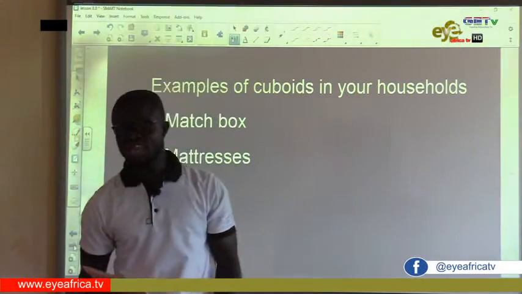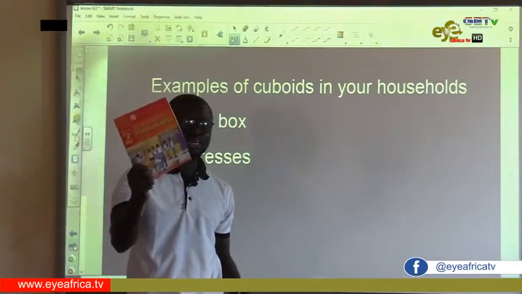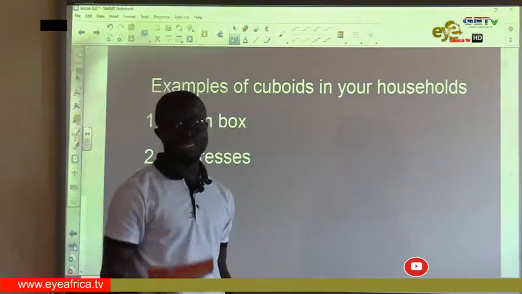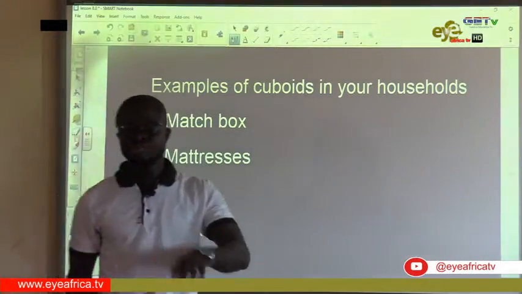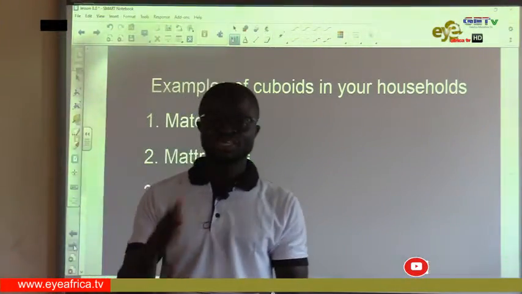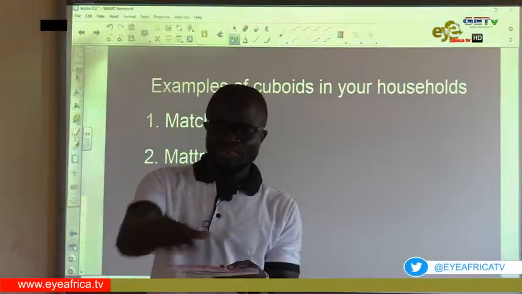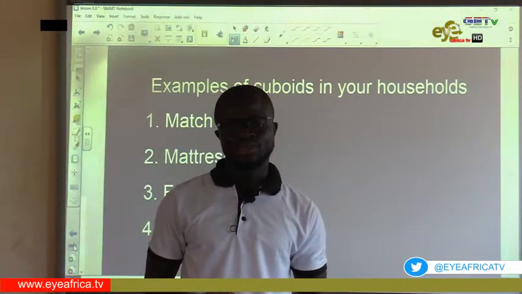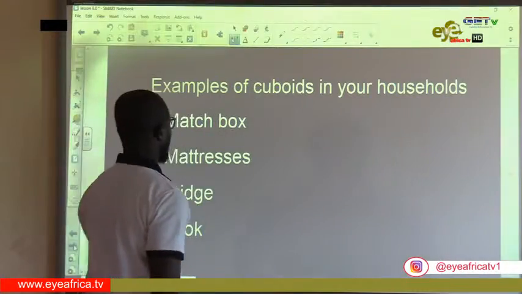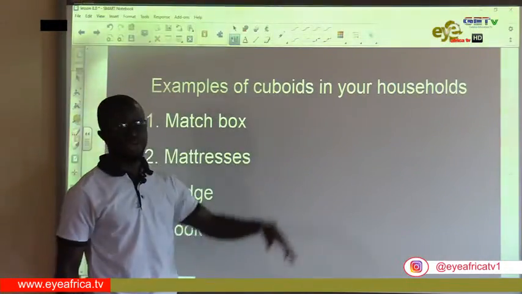So because of those 3 dimensions, this book can be termed as what? A solid object, and it is therefore termed as a cuboid. Why do we term it as a cuboid? Because it has 6 faces with 8 corners. So the book can be termed as an example of a cuboid.